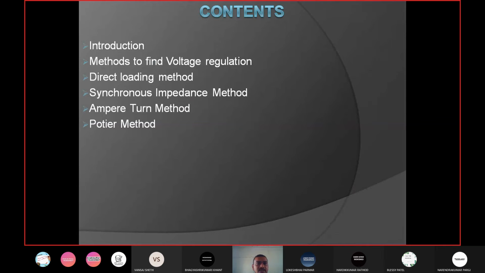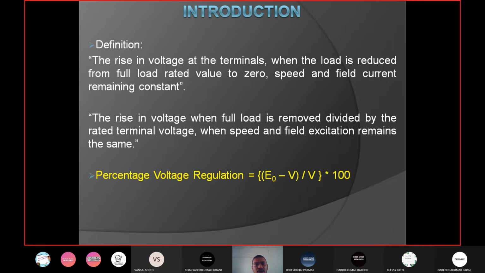Content of today's lecture: introduction, methods to find voltage regulation, direct loading method, synchronous impedance method, Ampere turn method, and ZPF method. Okay. So first of all, introduction about voltage regulation.